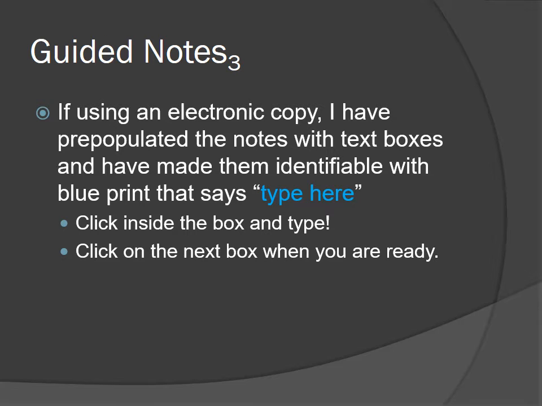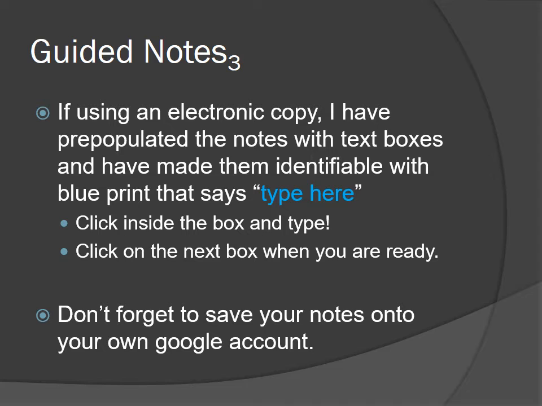In the electronic copy of the guided notes, what you're going to find is I have populated the guided notes with text boxes, and so look for, I believe, blue type is what I used. It should say "type here" anywhere you can type, and just click in there. I'd erase the "type here" words, and that way when you type, you don't see "type here" remaining in the text boxes. And whenever you're doing anything with Google Classroom or with my Google Drive for Science 9, always make a copy for yourself in your own Google account. That way, you always have it.